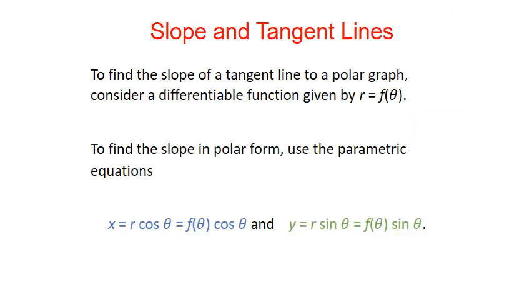Now, of course, we will want to find slopes of tangent lines to polar graphs. We found slopes and tangent lines in parametric form. Now we are going to deal with polar form. So we know that x is r cosine of theta and y is r sine of theta. So we are going to use this and come up with a new formula.